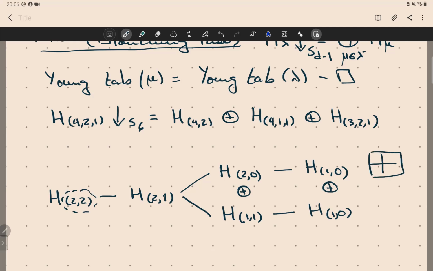So for example, in this case, the first box I removed was this one. Going from here to here, I had to remove this box. Now going from here to here, I had to remove this box. Now going from here to here, I had to remove this box. Then I was left with this guy. On the other hand, if I follow the same procedure for the other copy, first I had to remove this guy, of course. Then I had to remove this guy, then this one, then this one.